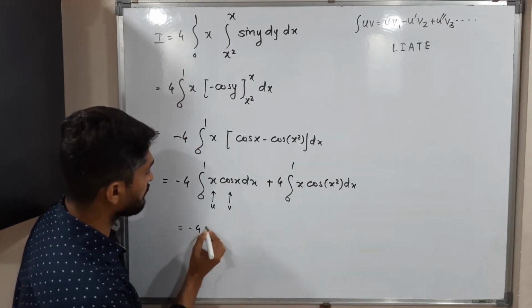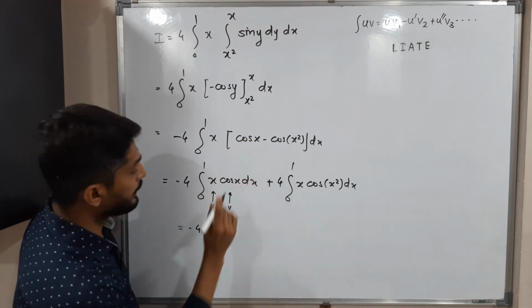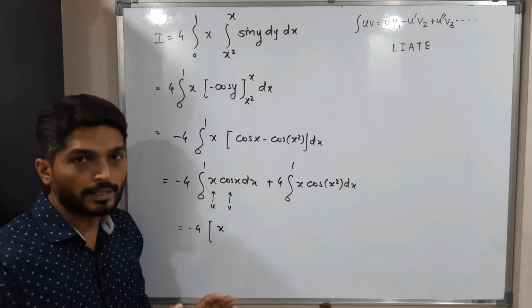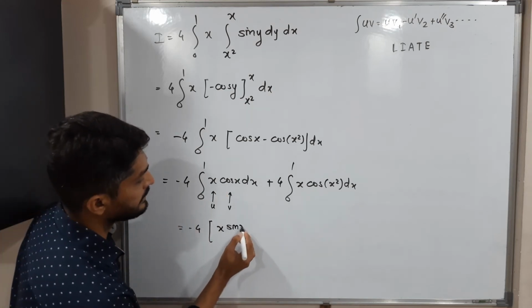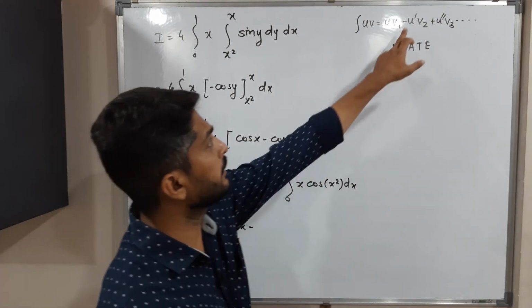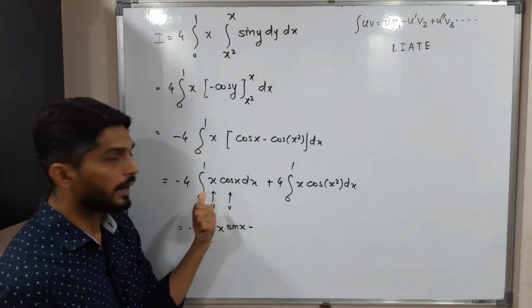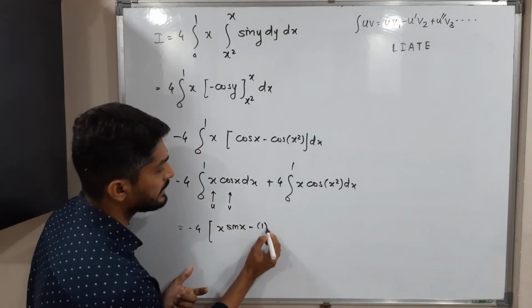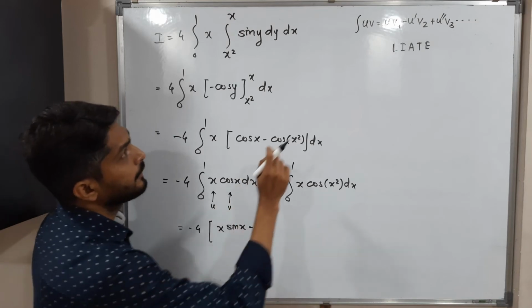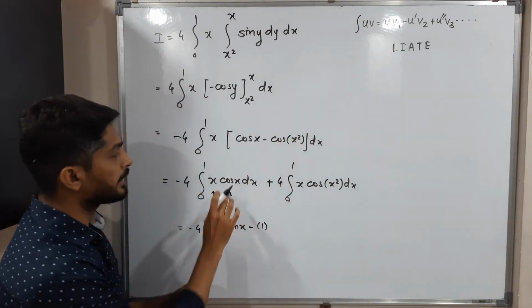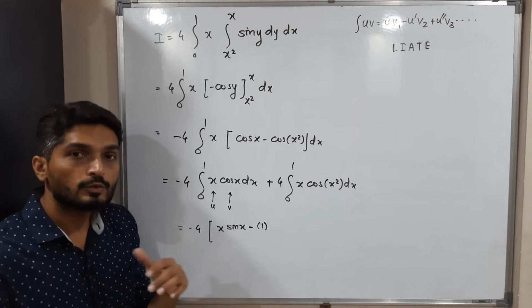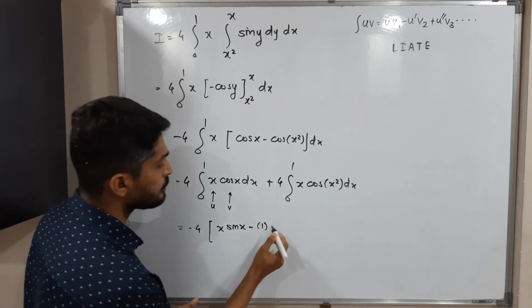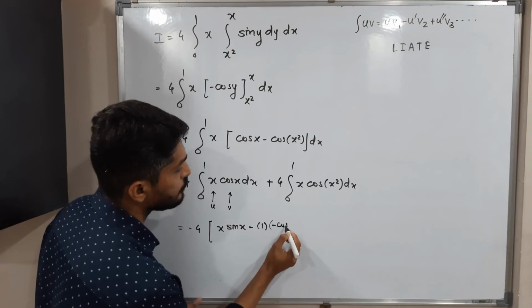So minus 4, let me copy as it is, x. What we do, we write x as it is, that means u as it is. V1, integration of cos is sin x, minus derivative of u. Our u is x, so its derivative will be 1 obviously. And see, V2 means double integration of cos. Already one integration we have taken and its value is sin. So one more integration will be minus cos. So yeah, let me write here minus cos x.